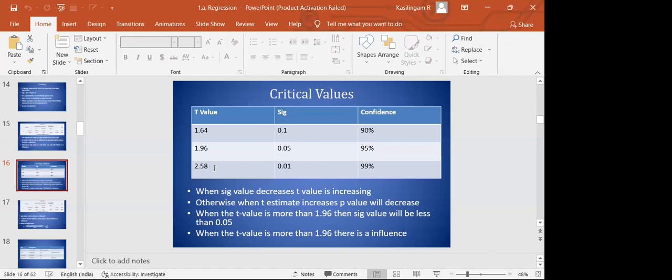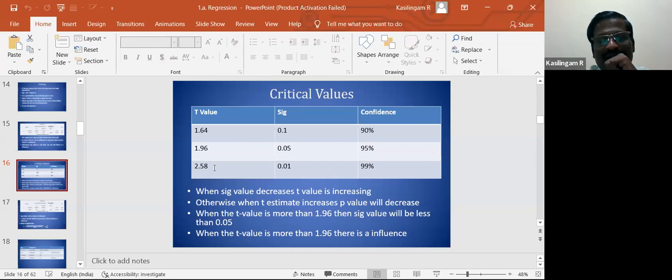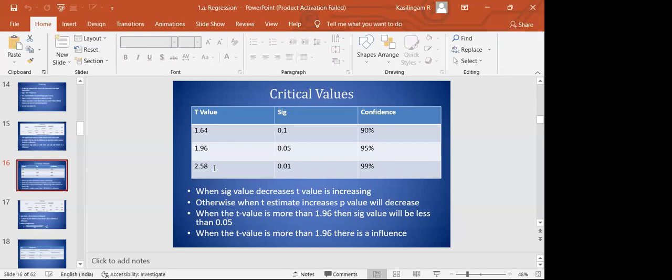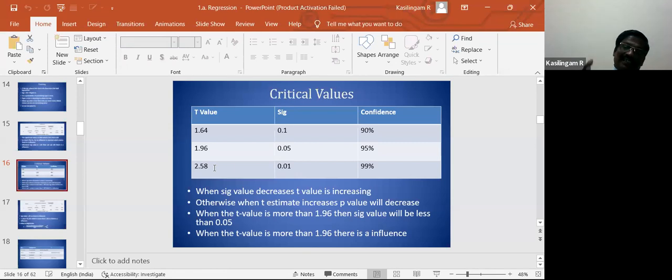Don't read, madam. What do you infer? See, I have learned many things by looking at the output. I never read any book. By looking at the table itself, we can understand. That capability we need to develop. So very clear: when the t value is increasing, the significant value is decreasing. Yes or no, madam? Yes, sir.